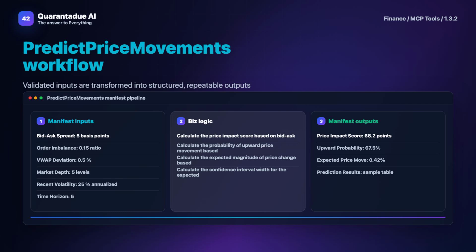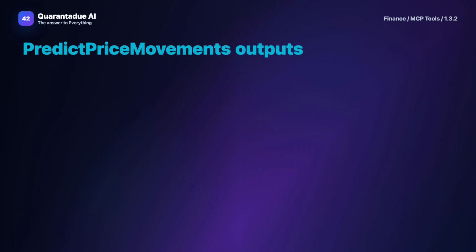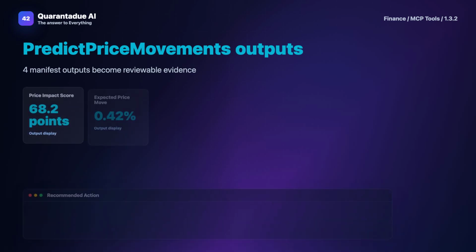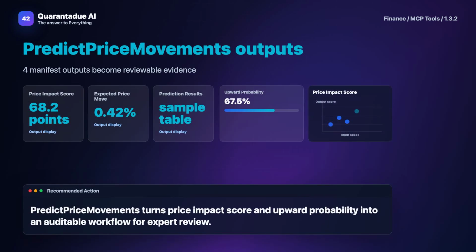Calculate the expected magnitude of price change based on impact score, recent volatility, and time horizon scaled with the square root of time. And calculate the confidence interval width for the expected price move based on expected move, recent volatility, and market depth indicating uncertainty. This keeps the process deterministic, reviewable, and aligned with how finance teams actually make decisions.